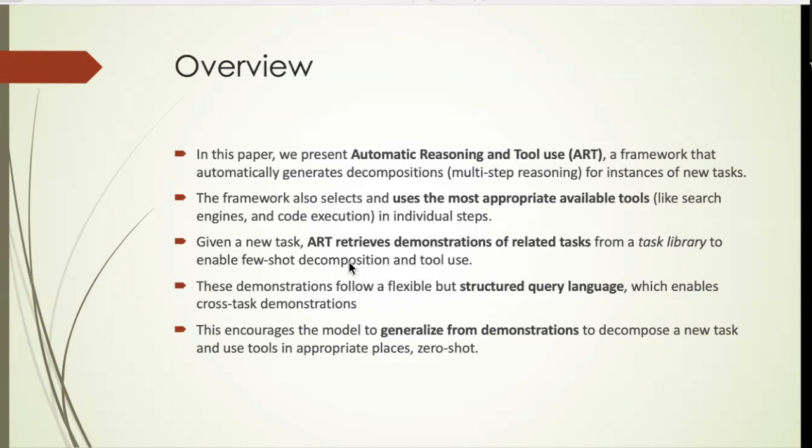And then given a new task, this method is going to retrieve demonstrations of a related task. So this is more related to the few shot prompting where you want to select a similar task, right? Like how you solved the similar task, how you generated these multi-step reasonings for the similar tasks in the past. And then you can include these examples in your prompts as the demonstration for the new task to generate.